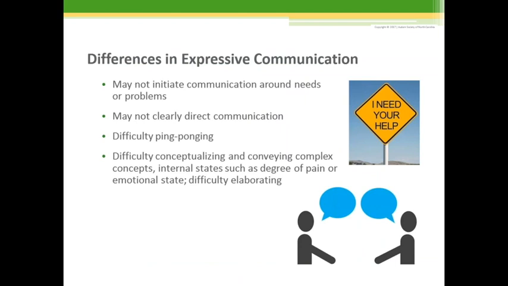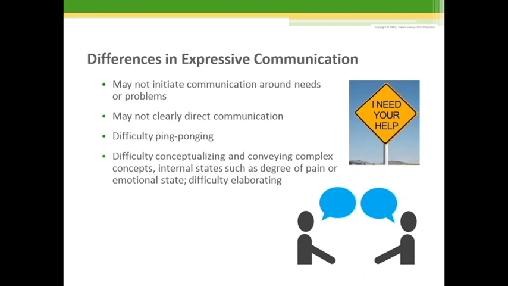So I've been talking about differences in the area of social communication, and I also want to touch again a little bit further on some of these differences in expressive communication. I've already indicated that some with autism may not initiate communication around their needs or problems, and I gave you the example of the student in the classroom who was using an augmentative tool to communicate that he wanted to do another activity, but he wasn't directing his communication to anyone else. He wasn't walking over to anyone else to initiate that communication.